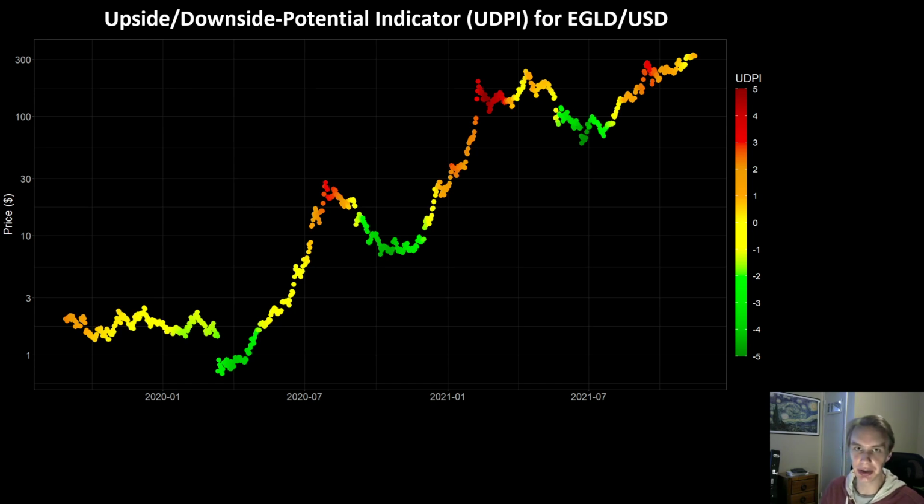And so if that's your thesis, it might change the way that you interpret a UDPI level that's around 0. Again, around 0 means that the upside potential is about the same as the downside potential. But if you think that the market is going to trend up over the next coming months, then you're probably going to think that it's unlikely for this downside potential to really come into play, and you might think that this upside potential is more likely.